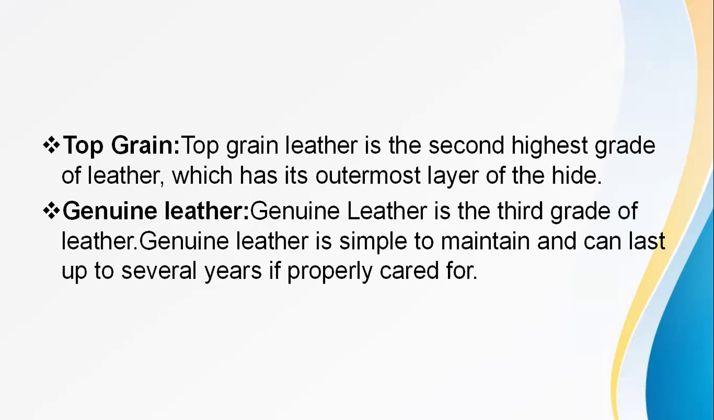Genuine leather. What is meant by genuine leather? It is the third grade of leather. Genuine leather is simple to maintain and can last up to several years if properly cared for. We have looked at leather jackets. They last long. What is the reason behind it? Genuine leather, if we take care of it, can last several years. So these are the types of leather. Moving towards the next slide.